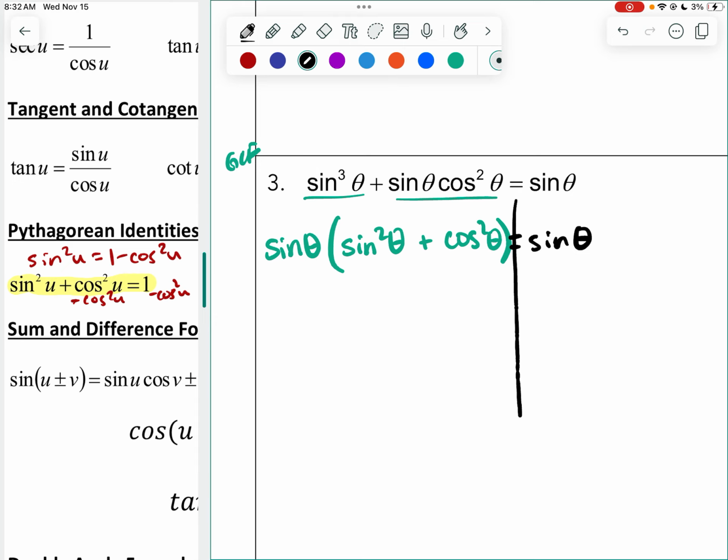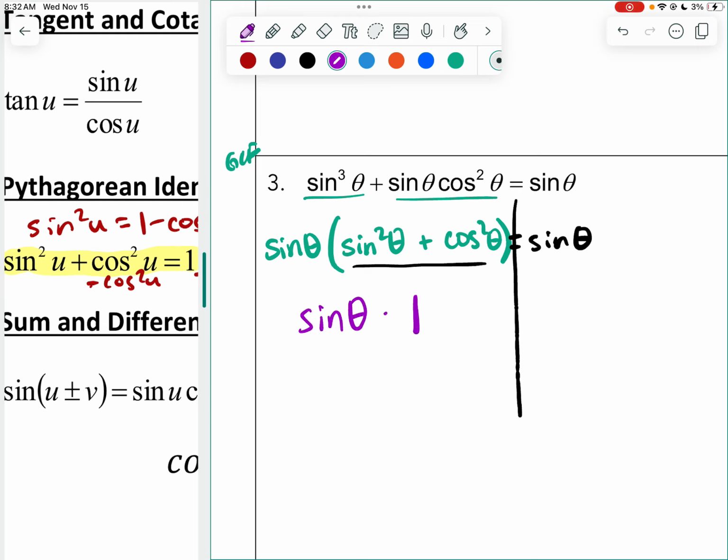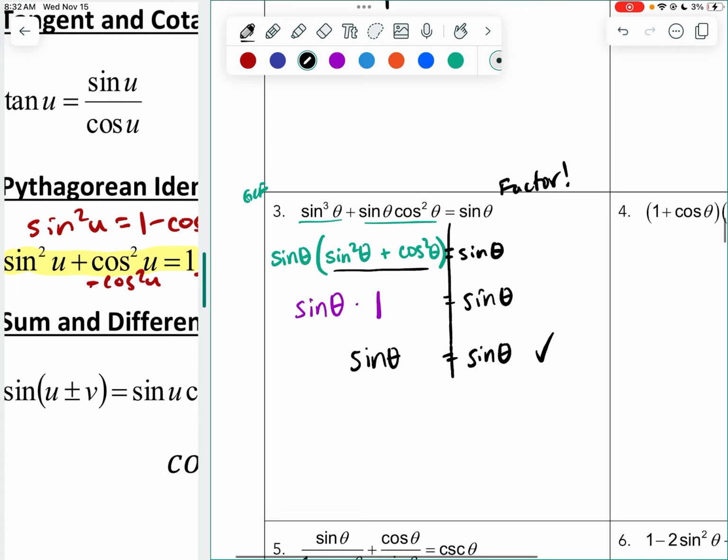Okay, you got sine squared and you have cosine squared. So let's go back to your identities. And it's still that one that's highlighted right there. What does sine squared plus cosine squared equal? Equals 1. So this all just becomes 1. So you have sine times 1. We're trying to show that that equals sine. Well, here you go. Okay, so we verified that by using our identity. So this one we had to factor. Okay, let's do one more and then we're done.